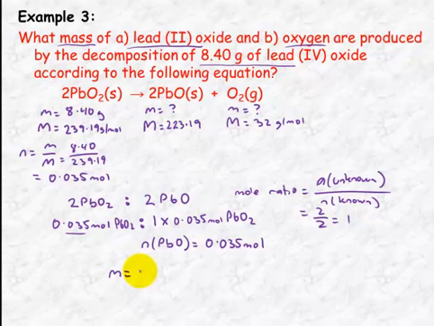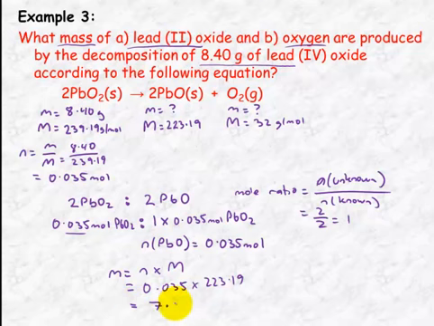So the mass equals n times M, which equals 0.035 times the molar mass, 223.19, which equals 7.8 grams. Two significant figures, because we're using two significant figures here. Sorry, beg your pardon, it's three significant figures, because there's 3 here. Remember the 0 is above, so it will be 7.81 grams.